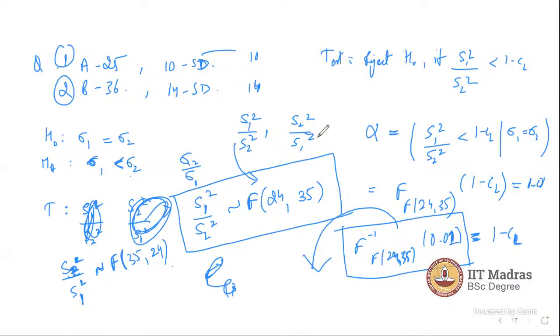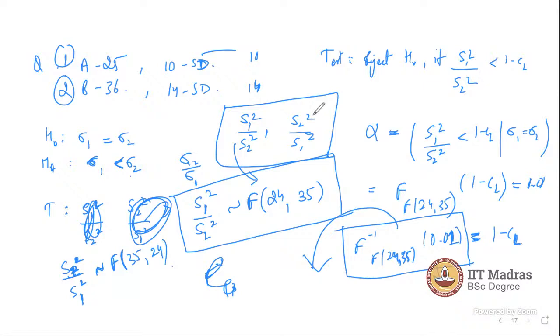No, ma'am, that's not what I'm asking. I'm just summarizing it up. Okay, you can take any test statistic value, but you will have to design your test accordingly. So if I have taken S1 square upon S2 square, in this case I know that it is going to be less than 1. So I can design my test to reject H0 if S1 square by S2 square is less than 1 minus CL.